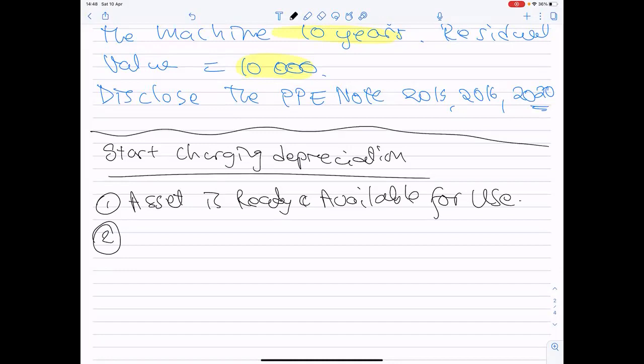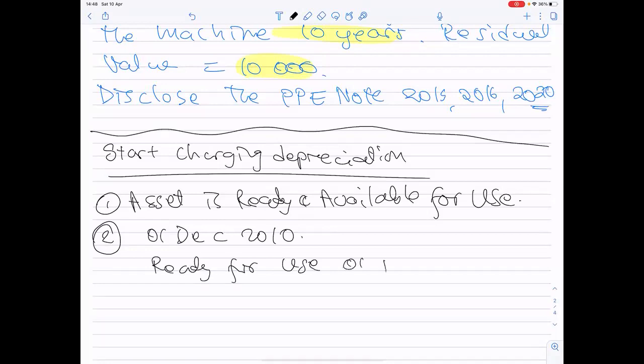They can try to trick you. They say they bought the asset on 1 December 2010 altogether. Then the asset was ready for use on 1 January 2011. When are you going to start charging depreciation there? There are two dates. The asset was bought on the 1st of December. Then the asset was ready for use on the 1st of January. So you are going to start charging your depreciation on the 1st of what?